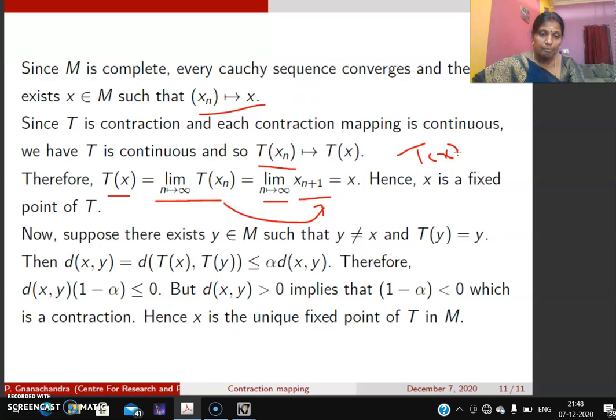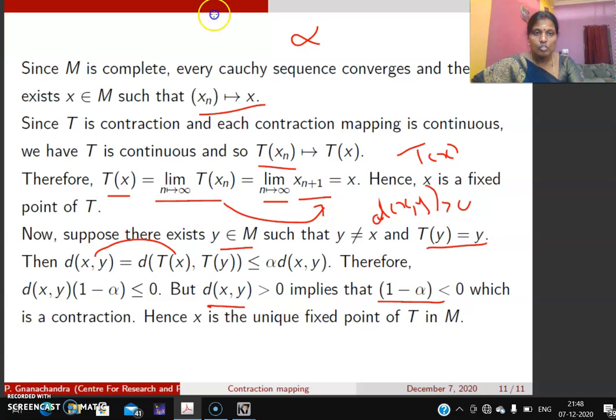Now the final part is to prove this point is a unique fixed point. Suppose I have taken another point y belonging to M such that T of y equal to y and y not equal to x. Y not equal to x means the distance between x and y is greater than 0. Now d of x comma y equals, as per our assumption, x equal to T of x and y equal to T of y, which is less than or equal to alpha times d of x comma y. So we get d of x comma y into 1 minus alpha less than or equal to 0. But d of x comma y is a positive quantity, which shows that 1 minus alpha is less than or equal to 0, which is a contradiction, because we have assumed alpha less than 1, that means 1 minus alpha greater than 0.